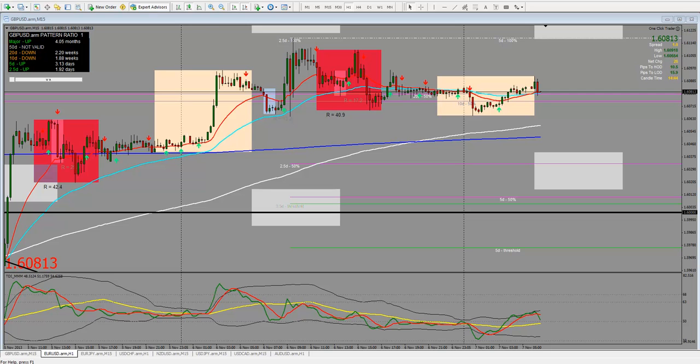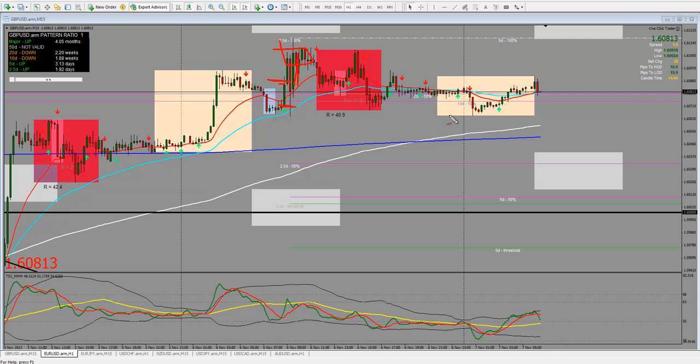And I think it was Peter who tried to take long here. Yes, he got stopped out at break even, but this is what the market makers do. They show you momentum in one direction, and this is what we call a trap move.